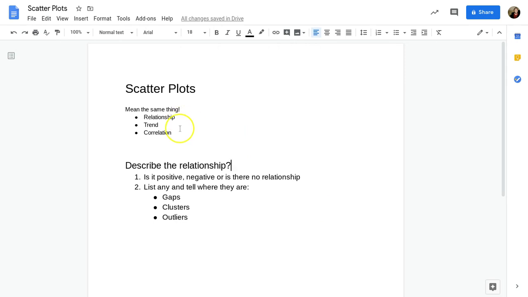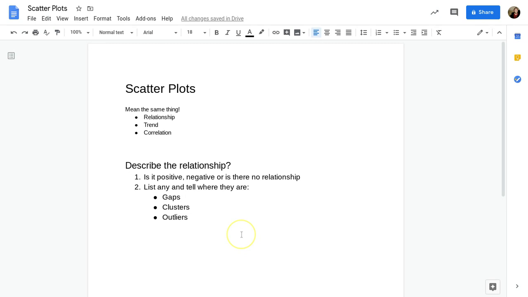The first one is relationships, right here. Big Ideas chooses to use the word relationships when they're talking about scatter plots. And really better words are trend and correlation, but I'll go into that here.